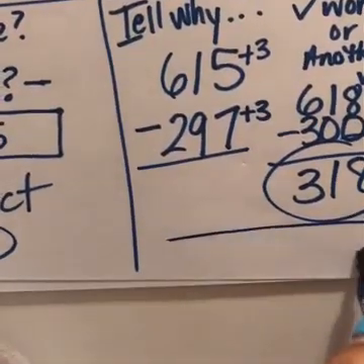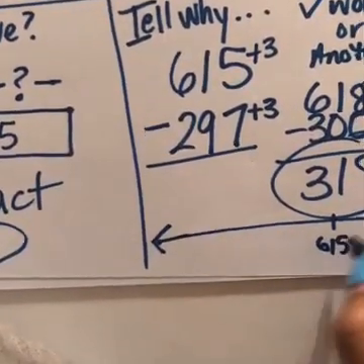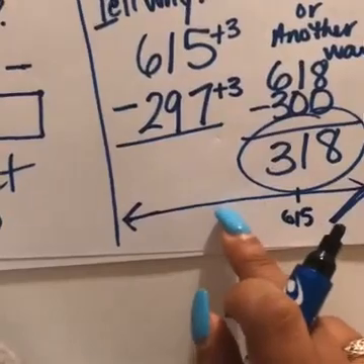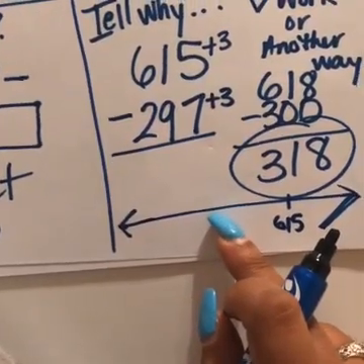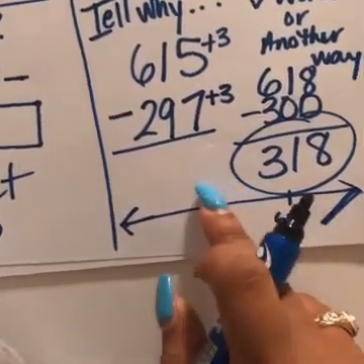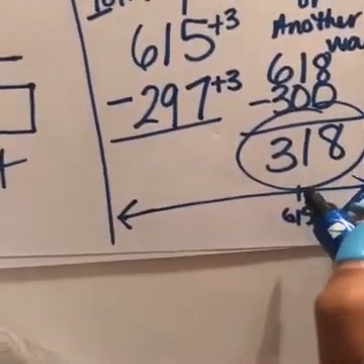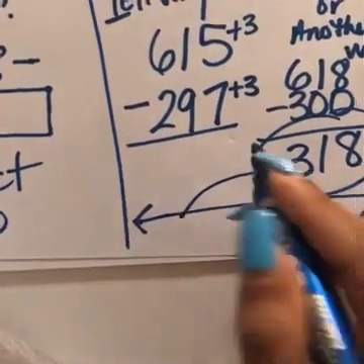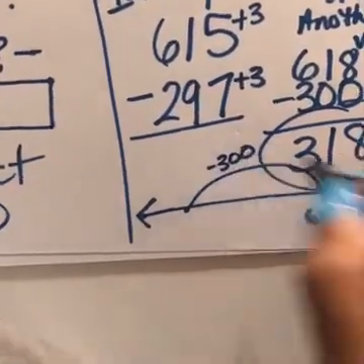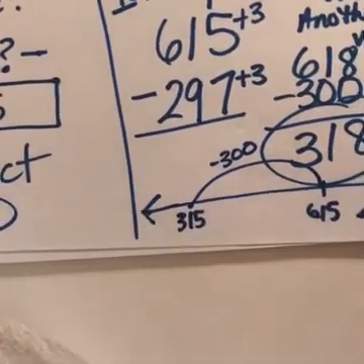It's almost like you have a number line, right? And you start at 615 and you need to subtract 297. But you don't want to sit there and go 297. That would be a lot of work. But you know 297 is close to 300. So you just go back 300. Okay, so then you would get 315, right?